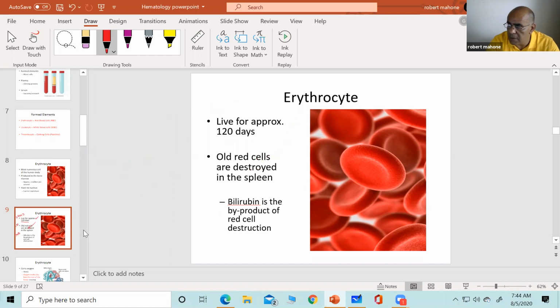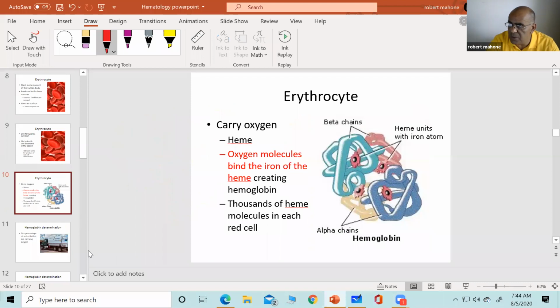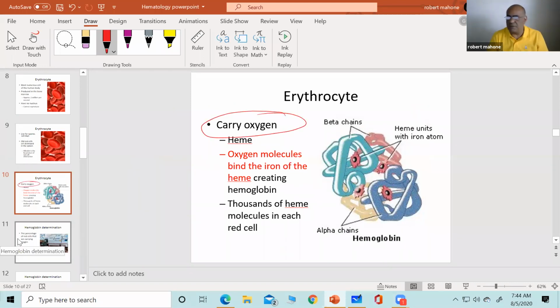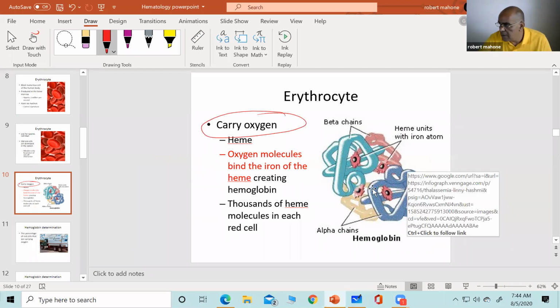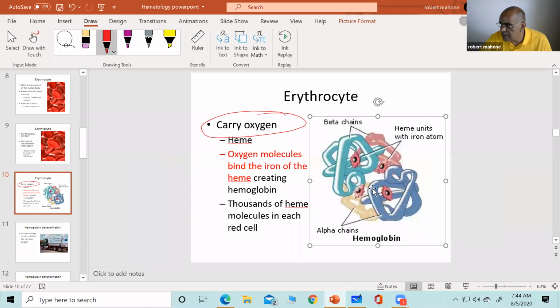All right. So what's the purpose of the red cell? Boom, simply put, there it is. Carry oxygen. That's all it does. Carry oxygen. And how does it do that?